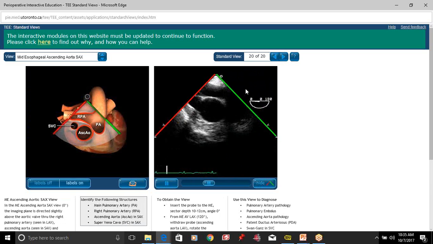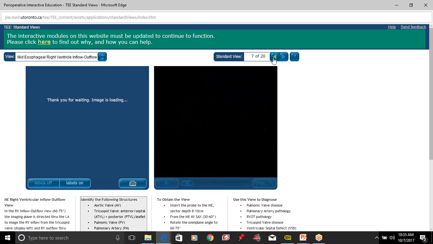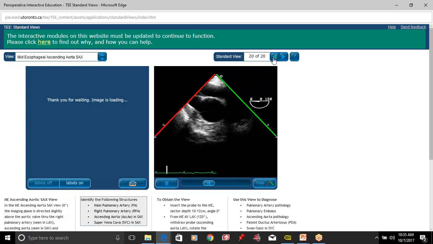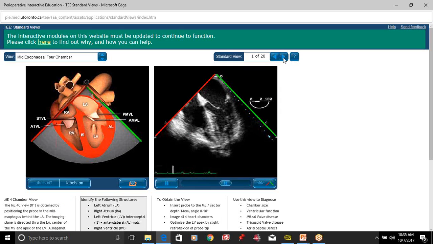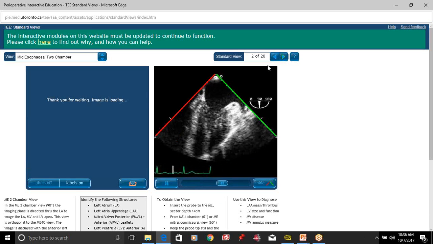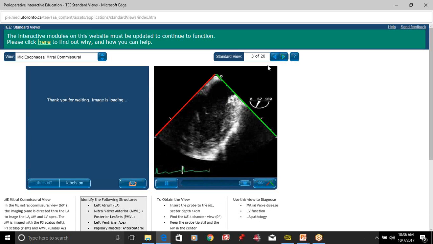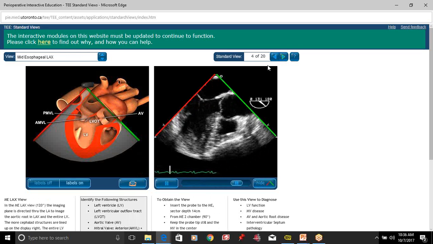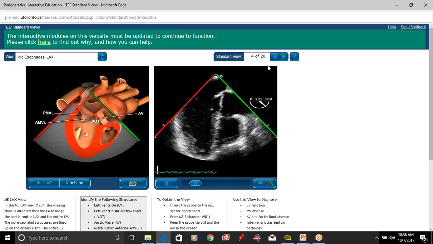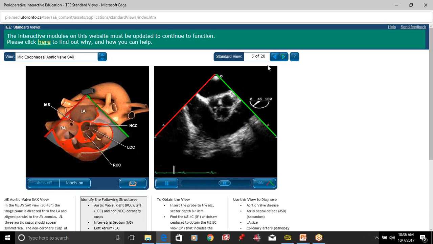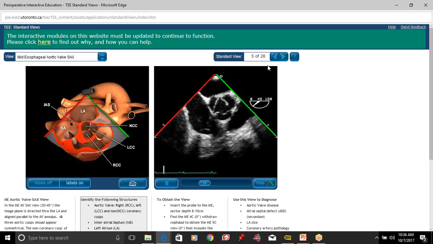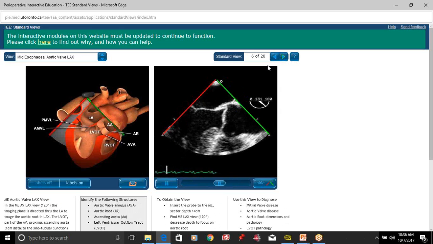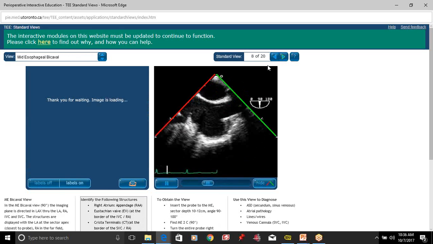So go over the views. You need to know all of them, but of course, you need to know your four-chamber view very well. Your two-chamber view, the commissural view, you need to know that. The long axis view, you need to know that. This view, aortic valve short axis, you have to be very, very clear in that view as well.